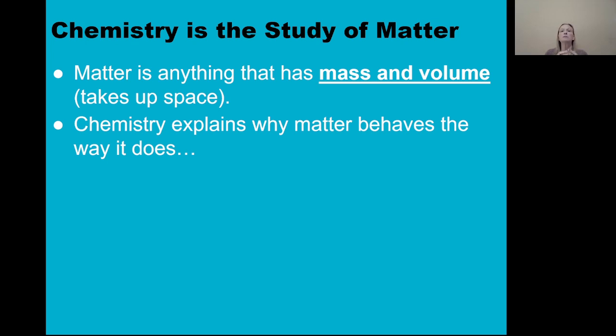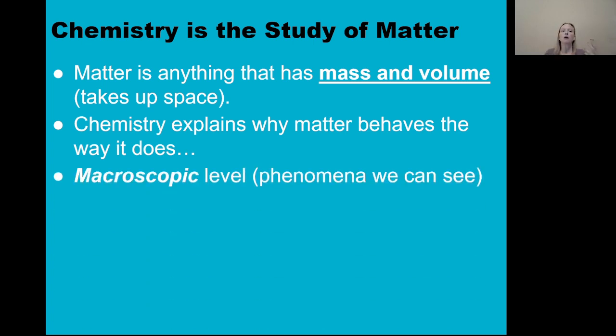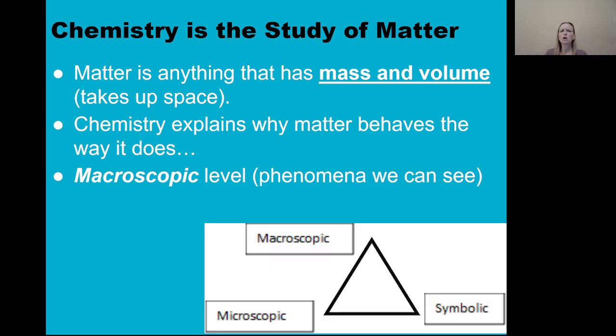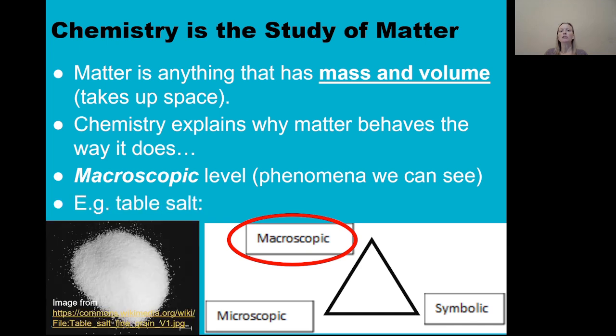Chemistry attempts to explain why matter behaves the way it does. So chemistry kind of started because people wanted to explain the world around them. And so this is the phenomena, the things that you can see with your eyes. You don't need special equipment to see it. We're just trying to explain why we see the things that we're seeing. So one of the things that you might notice at a macroscopic level is you might look at table salt and say, hey, why does this salt that I put on my food seem to be making up crystals that seem to be like perfect little cubes? What's the reasoning behind that? And that's something that you can observe with your eyes.